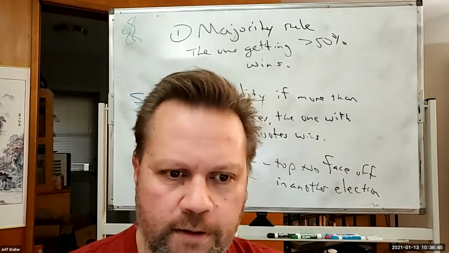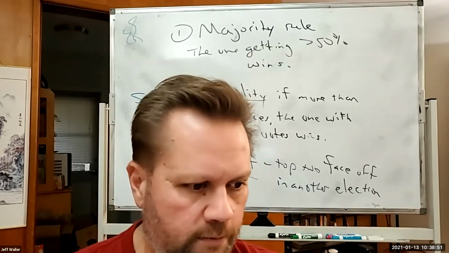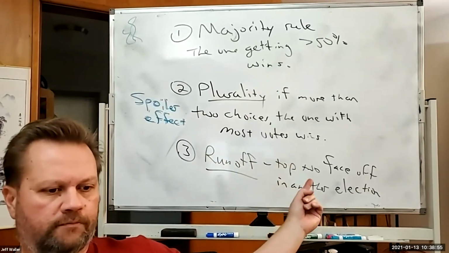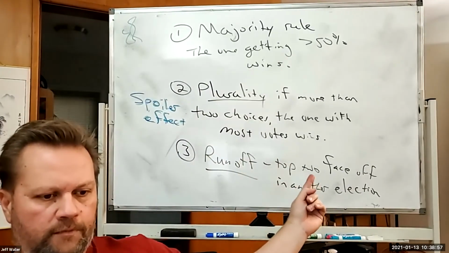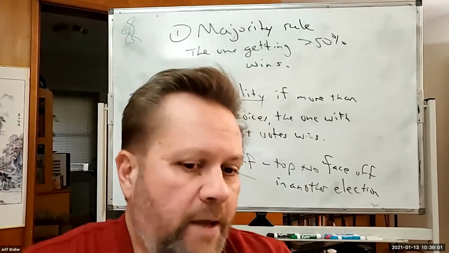Excuse me, Professor. I'm so sorry. What is that word on the board behind you? It says number 3. Top what? Top two. Okay, top two face off in another election. Yeah. Okay. Thank you. And then it makes it really easy, right?